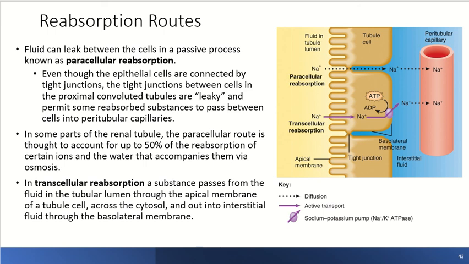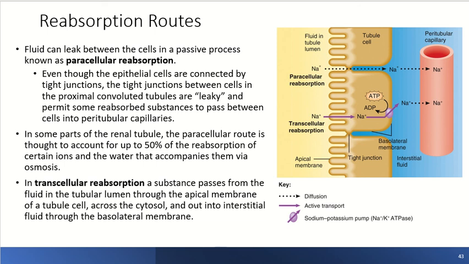So even though the epithelial cells are connected by those tight junctions, the tight junctions between the cells in the proximal convoluted tubules are considered to be leaky, and therefore are going to permit some reabsorbed substances to pass between those cells into the peritubular capillaries. In some parts of the renal tubules, the pericellular route is thought to make up about 50% of the reabsorption of certain ions and the water that accompanies them via osmosis.